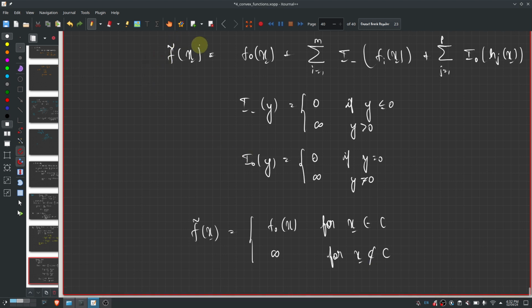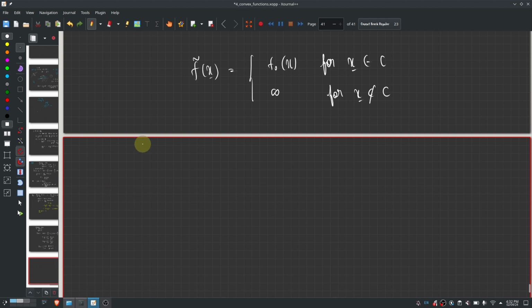So basically the unconstrained minimum of f tilde of x would be equal to the constrained minimum of f0 of x. So our original constrained optimization problem is equivalent to finding the minimum, or maybe the infimum, over all x of f tilde of x.